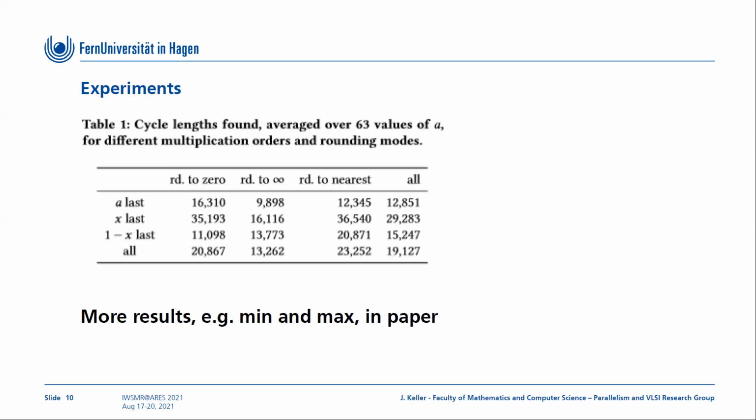Over these 63 values of A, we averaged the cycle lengths, and here we see what happens when we have different rounding modes and different evaluation orders. We see that the differences are really notable, and that the system that leads to the largest cycle lengths does not necessarily lead to the best cycle lengths when looked at overall. More results, for example the minimum and maximum values, are in the paper.